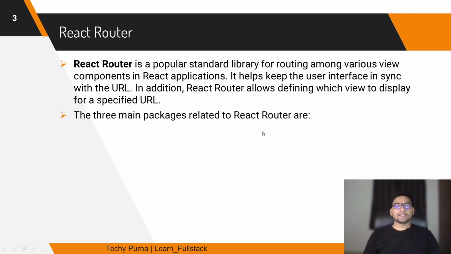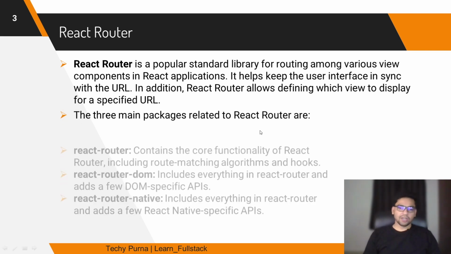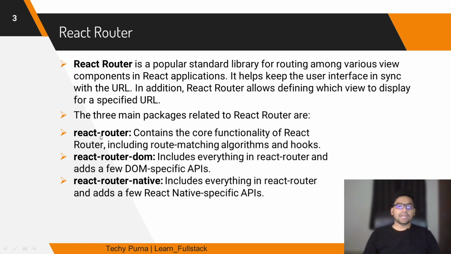The three main packages related to React Router are react-router, react-router-dom, and react-router-native. So what is the react-router package? This contains the core functionality of React Router, including the route matching algorithm and hooks. There are various hooks that come with the react-router package, for history and other things. So this basically provides the core routing engine.